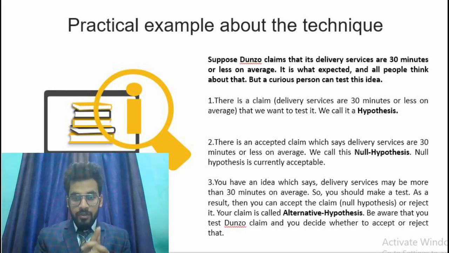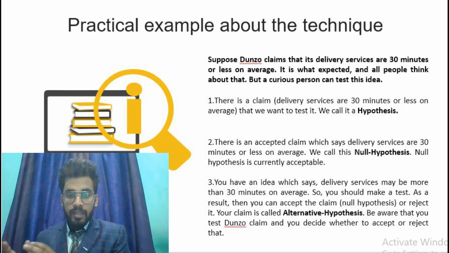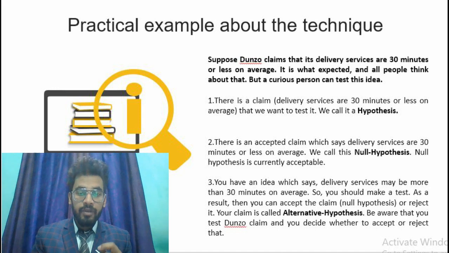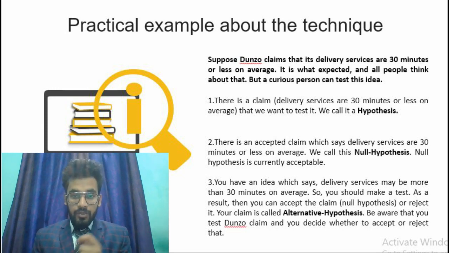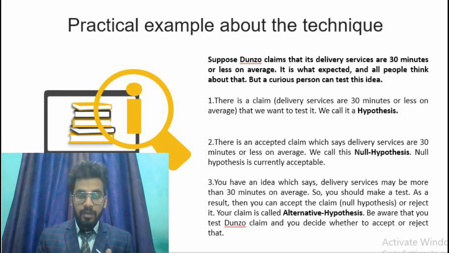If the product is delivered in less than 30 minutes, that will be called the null hypothesis. The second one, if the product is delivered in more than 30 minutes, we call the alternate hypothesis. But that will depend on the current situation of the problem, so either we can reject it or accept it.